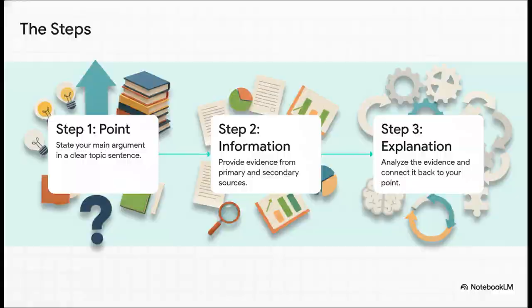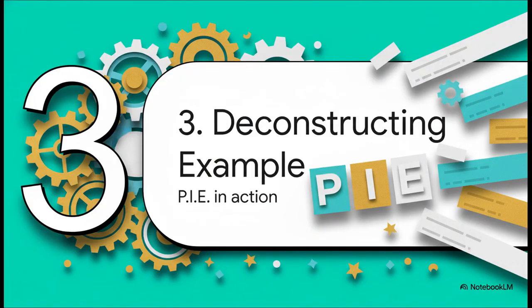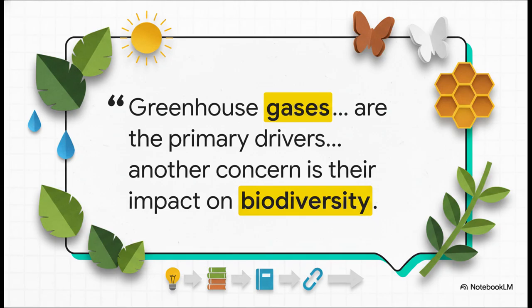Okay, theory is one thing, but seeing this method out in the wild is where it really clicks. So now, we're going to deconstruct a perfect gold standard paragraph. We're literally going to take it apart piece by piece so we can see exactly how the PIE method builds such a rock-solid argument. All right, here's the full paragraph. Just take a second to read it through. Pay attention to the flow, how it presents its evidence, and especially how it connects all the dots. This right here, this is what we're aiming for. Now, let's break it down.